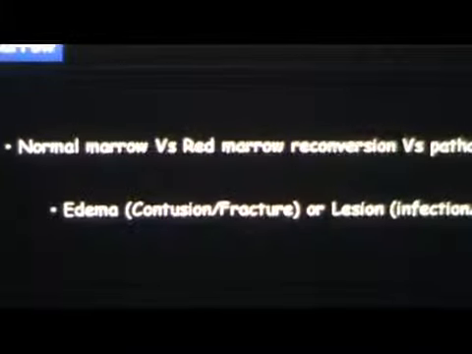And when you look at marrow, first you have to decide, is it normal marrow I'm looking at? Is it abnormal marrow, or is it just a variation like a red marrow reconversion? That's the first thing before you go into these small structures. You may be missing a big fracture while you're looking for a small meniscal tear.